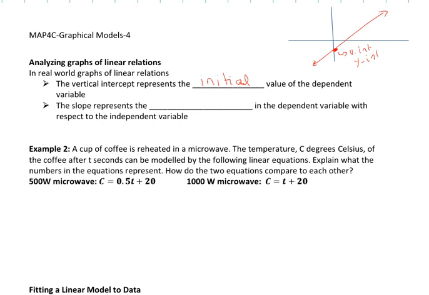And the slope represents the rate of change. Okay, so you need to know both of them. You need to know your initial value and the rate of change in order to be able to graph or to solve any questions like that. Are you guys okay with this so far? So far we're just doing a review, nothing new.